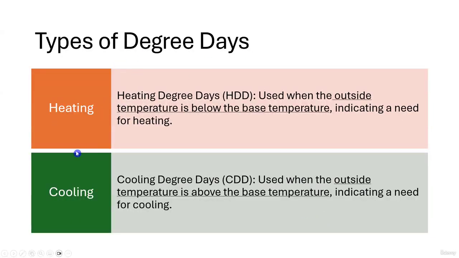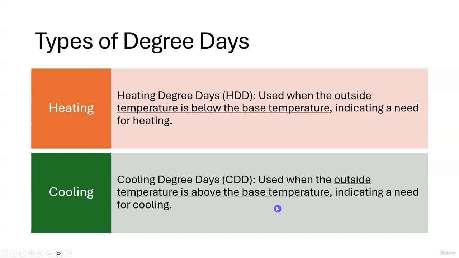So there are two types of degree days. One is the heating degree day and one is the cooling degree day. When the outside temperature is below the base temperature, which is what again? It is 18 degrees Celsius. So if the outside temperature is below the base temperature, then there is a need for heating. Obviously, when outside is cold, there is a need for heating. So that's why this is heating degree days.